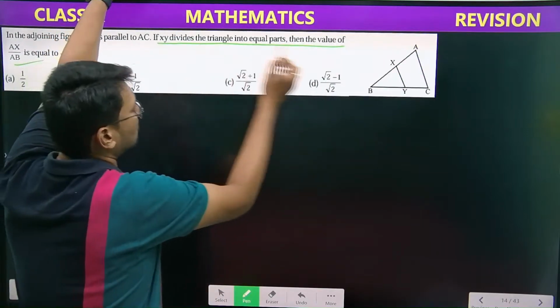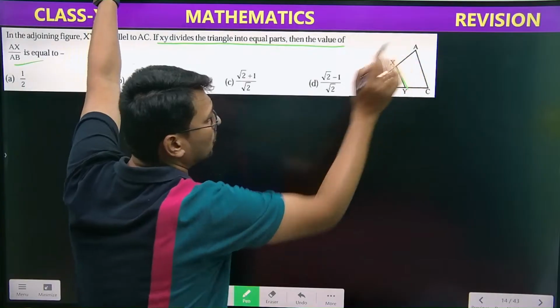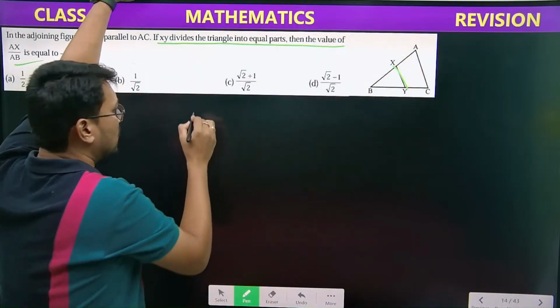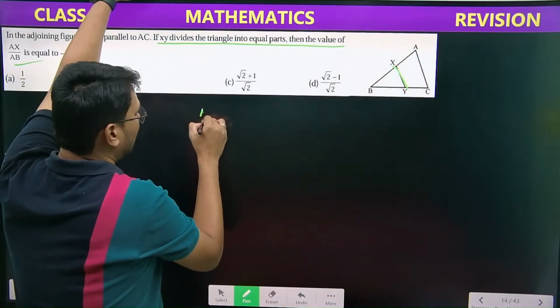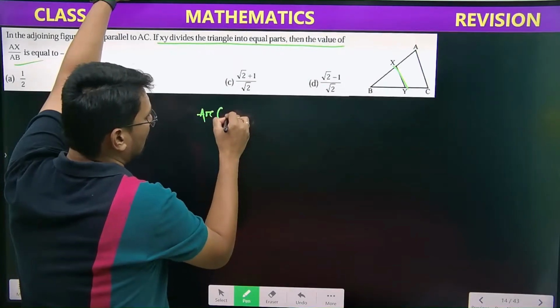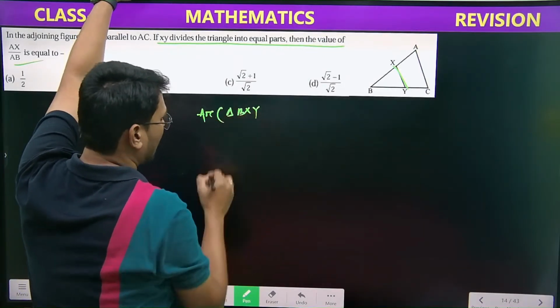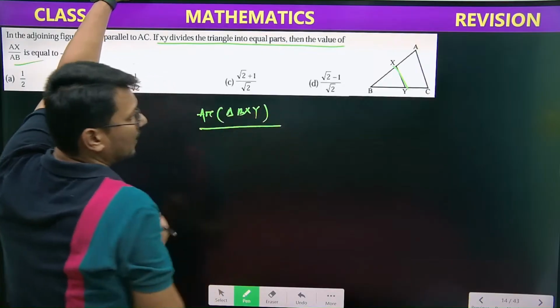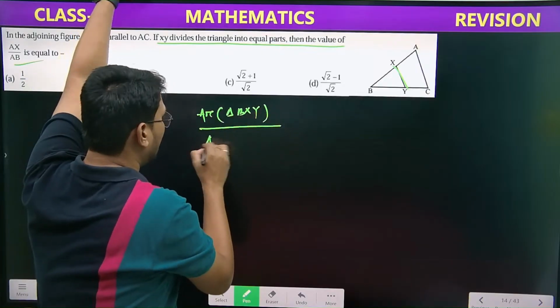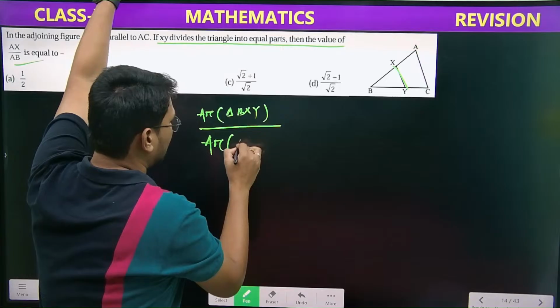It is given XY divides the triangle into two equal halves. Two equal halves means their areas are equal. So area of triangle BXY, I can write now, by area of triangle which one?